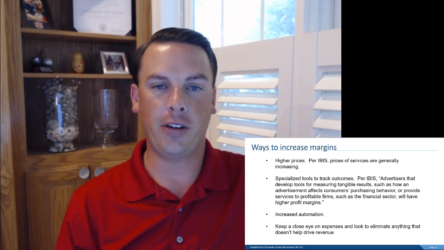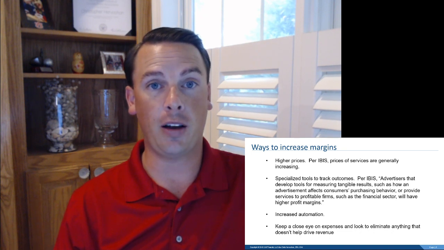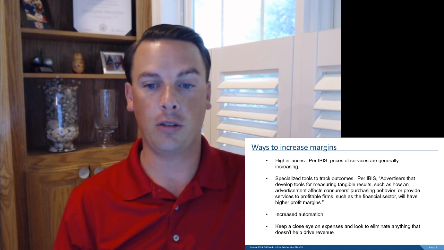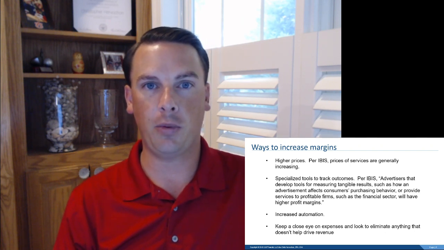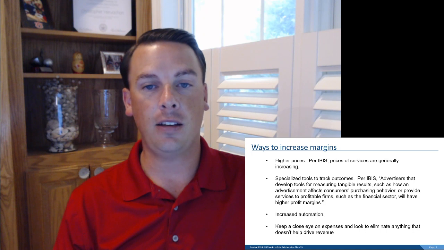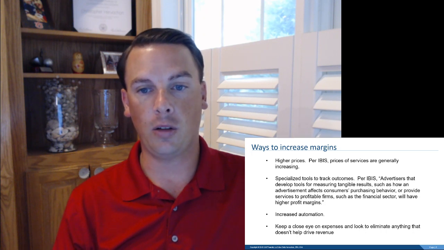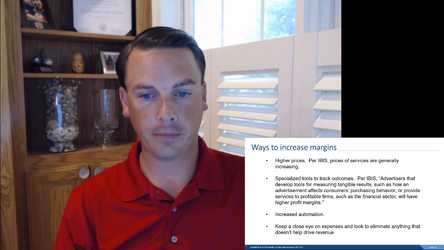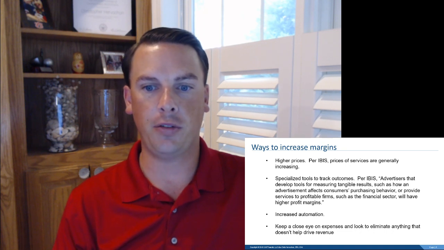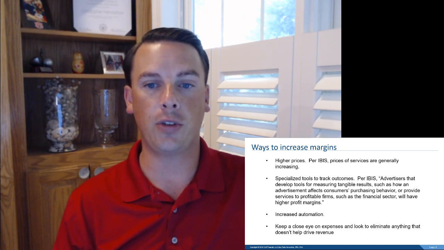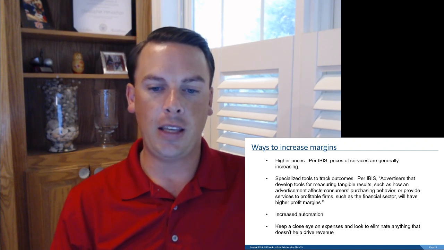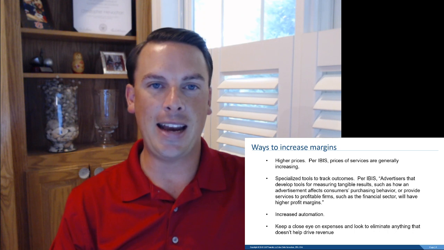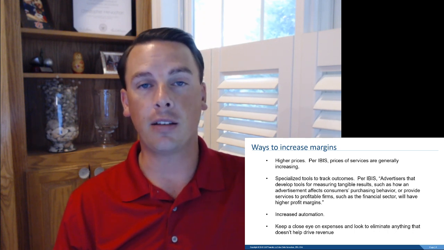The third bullet point here, increased automation. That's going to help to drive your fixed and variable costs lower, hopefully. There's a lot that's happening right now in the marketing space with automation, AI. I did a video on that a little while back. I suggest you check that out. But increased automation is certainly something that is coming, and it's also a way to drive down your costs and therefore make you more profitable. And then finally, keep a close eye on expenses and look to eliminate anything that doesn't help drive revenue. If it doesn't help drive revenue, you really don't need it.